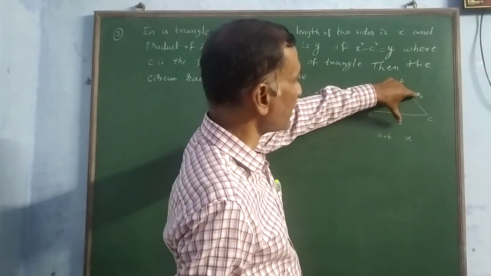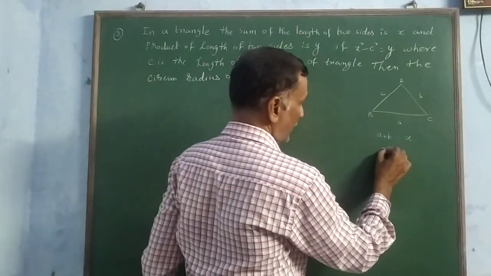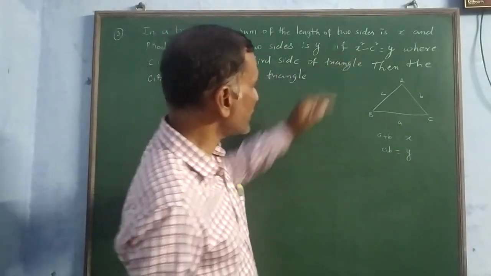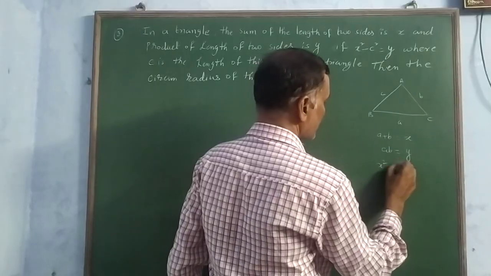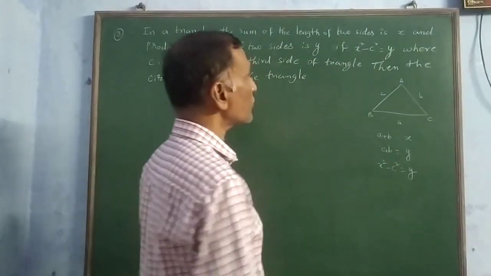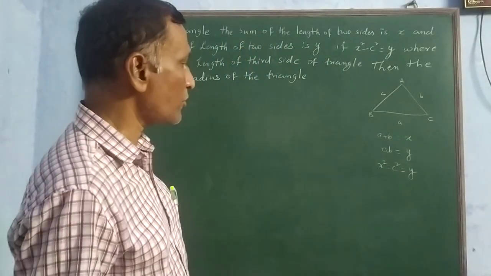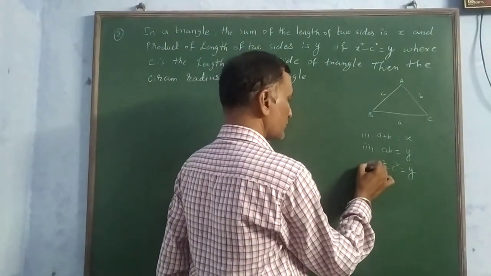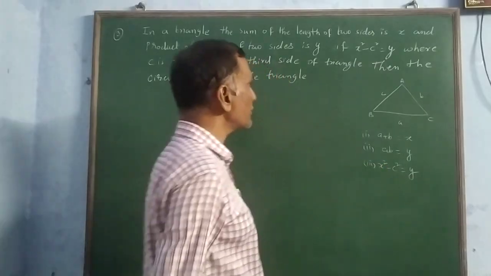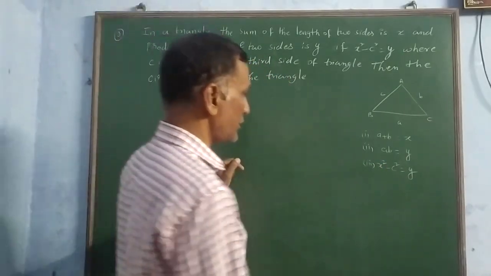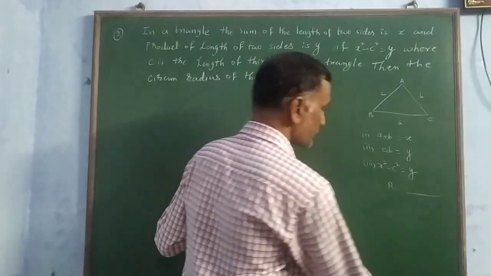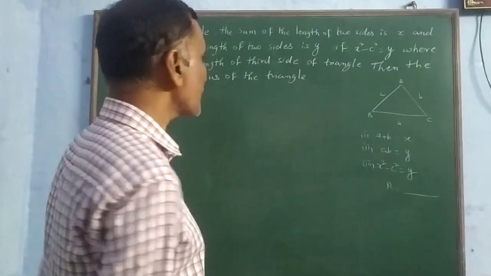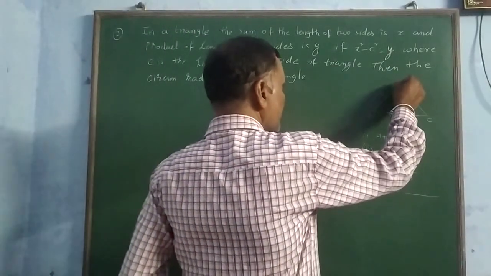Product of any two sides, product here AB equals Y, is given. Third statement, x square minus c square equals y, where c is the length of the third side. These three statements are given. You can ask the question, circumradius R equals how much? Circumradius is R. R value you can calculate. So circumradius means here like this, no?